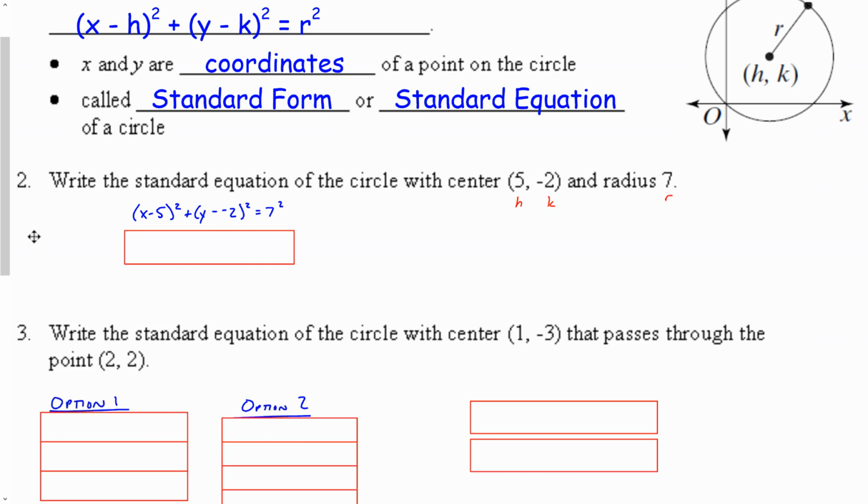Now we just have to simplify anything that we can. So for example, y minus a -2, we would simplify that to show addition. And the 7 squared we would simplify to be 49. So the final equation would be (x minus 5) quantity squared plus (y plus 2) quantity squared equals 49.